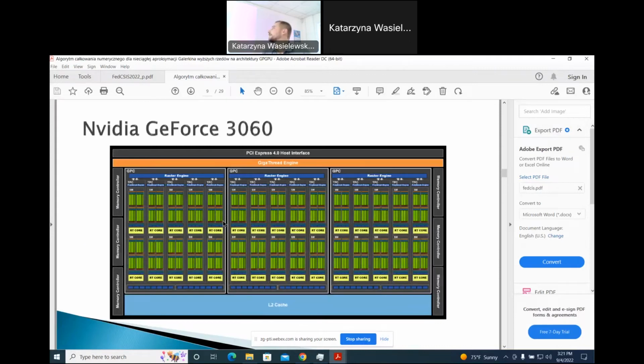And we compare the Xe LP with the NVIDIA GeForce 3060. This architecture was divided into 3 clusters. Each cluster has 96 computing blocks, and looks like this.